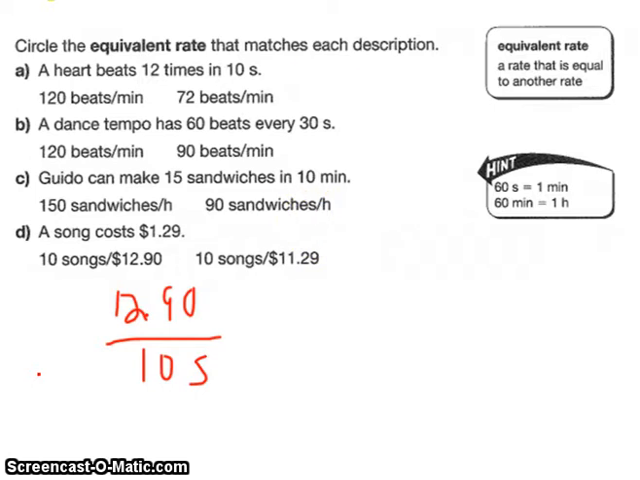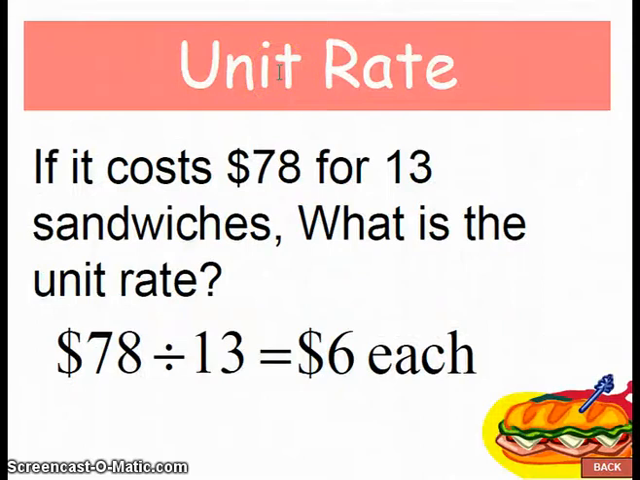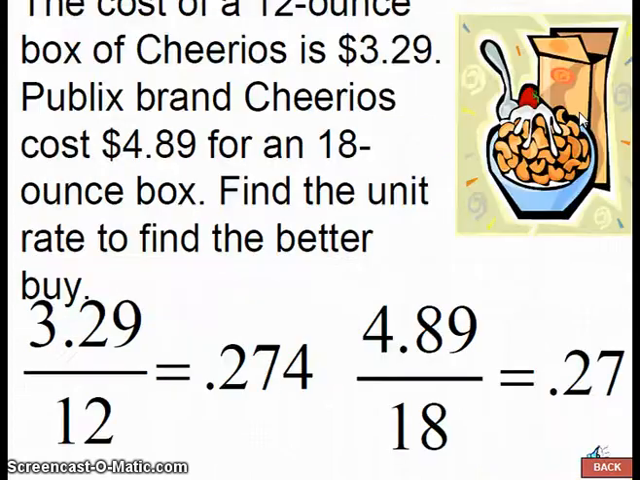Okay, and we'll just look at one more example now, which will talk about unit rate. So for unit rate, you would find the cost or the amount for one. Okay, so per one, or when the denominator is just one. Okay, so example, if it costs $78 for 13 sandwiches, what is the unit rate? Okay, the unit rate cost per one. So if it's $78 for 13, you're just going to divide 78 divided by 13, and you'll find that each sandwich is $13. So the unit rate is $13 per one.